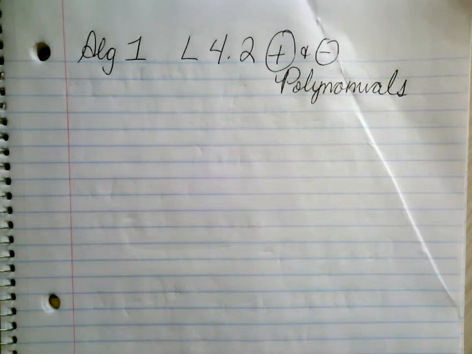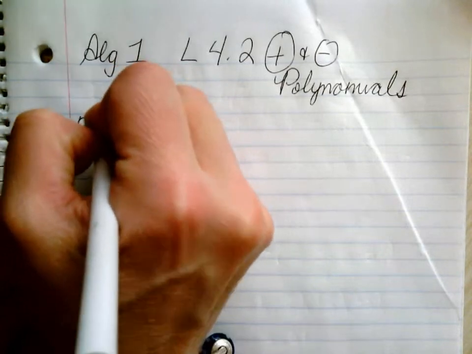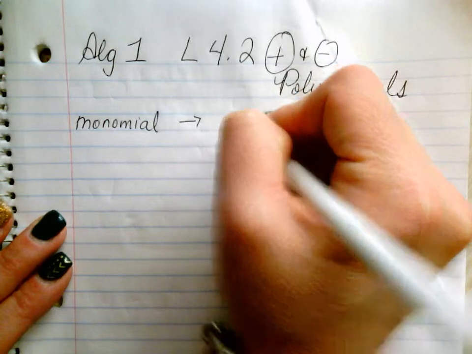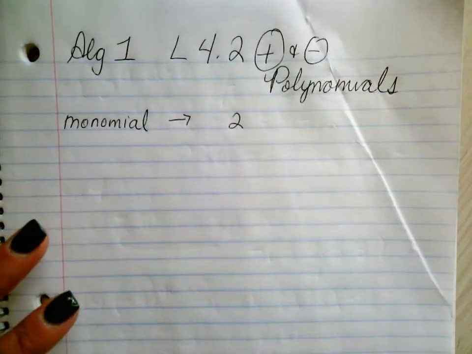It involves adding and subtracting polynomials. First of all, let's make sure we understand what a monomial is. The book's definition is simply an expression that has a number, a variable, or a product of numbers and variables. Okay? So you can say to yourself, what's a monomial? Well, a number. Okay? A number is a monomial.